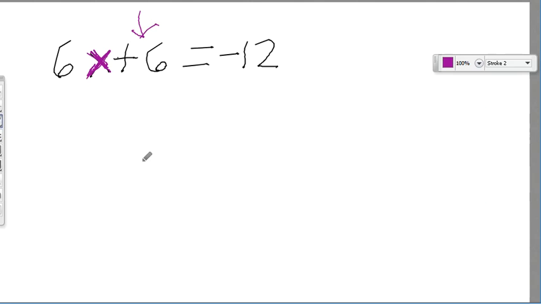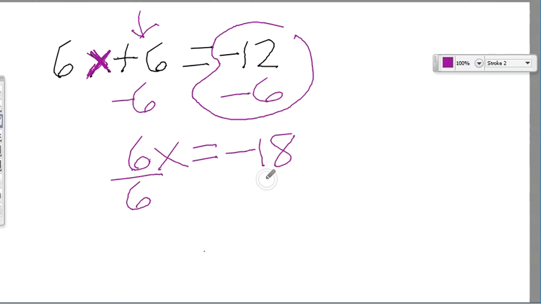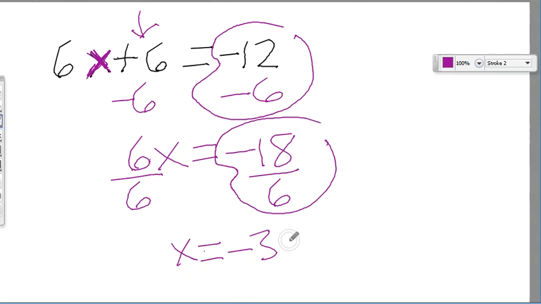So we first get rid of the plus 6 by subtracting 6 on both sides, which leaves us with 6 times x equal to negative 12 plus negative 6, which is negative 18. Now from there, to get rid of the multiplication by 6, we have to use division. We've got to divide the left side by 6 and the right side by 6. So x is equal to negative 18 divided by 6, which is negative 3.